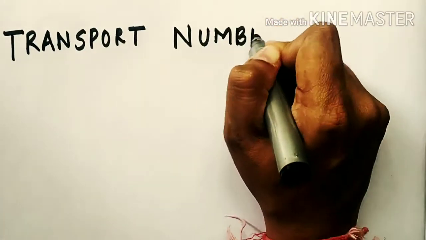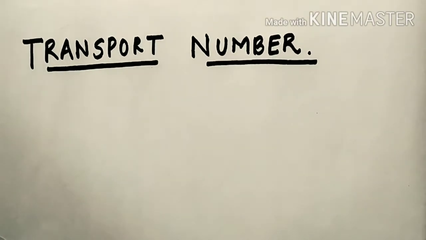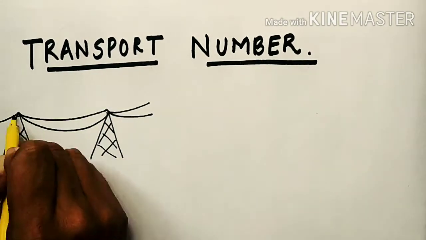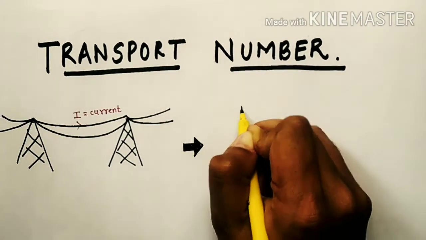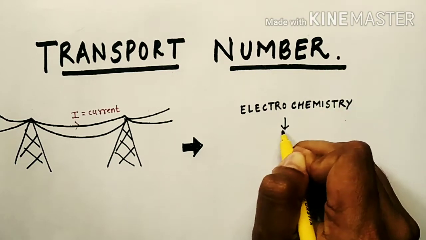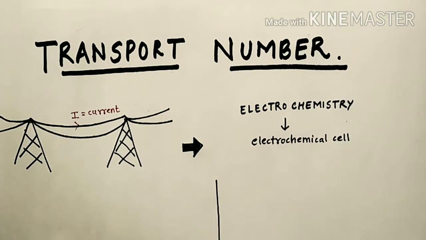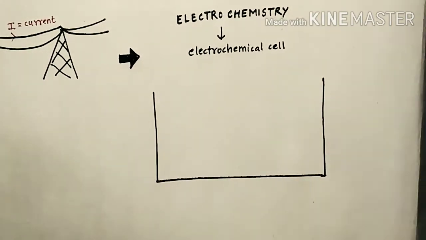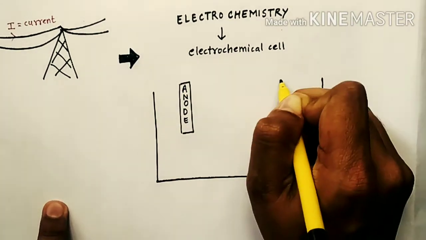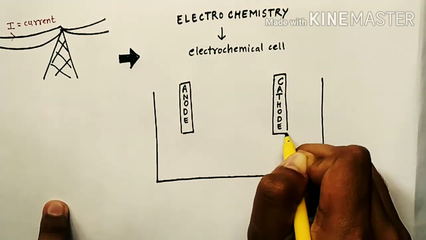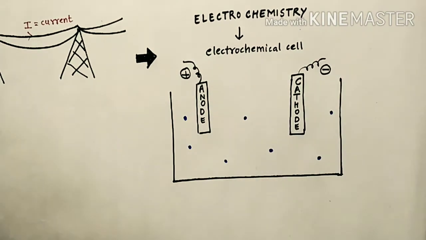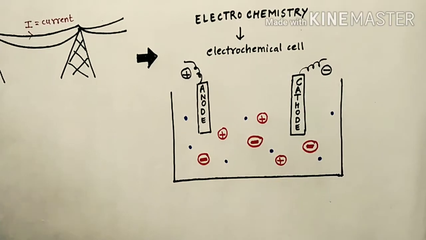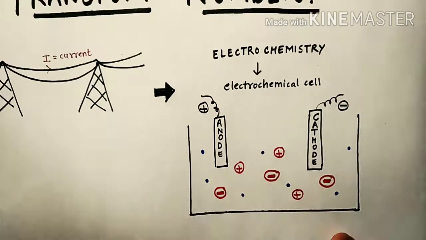So today we are going to learn about transport number and its relationship with speed. So in normal life we see wires carrying electric current. But in electrochemistry we have an electrochemical cell. An electrochemical cell has cathode and anode. Cathode is the negative terminal, anode is the positive terminal. It contains solvent molecules and cations and anions from the electrolyte which carries current.